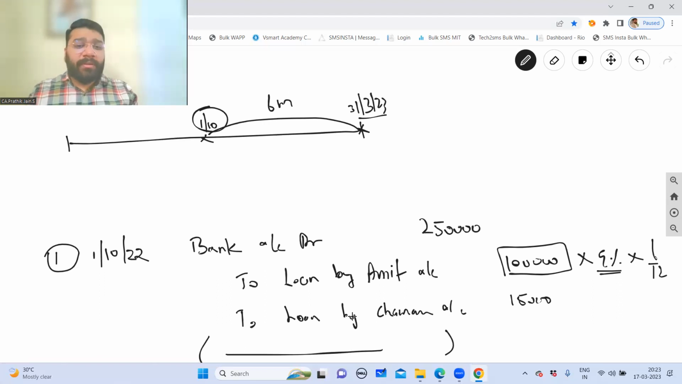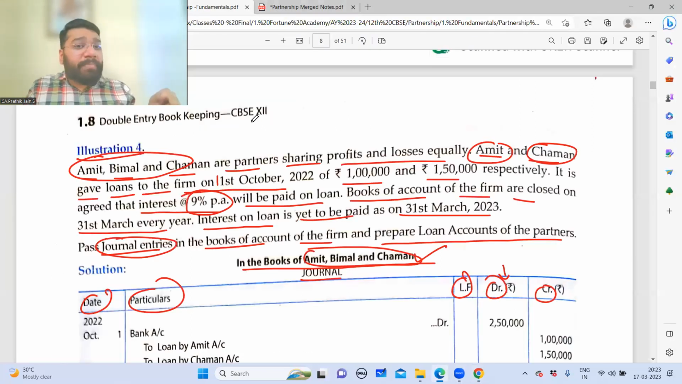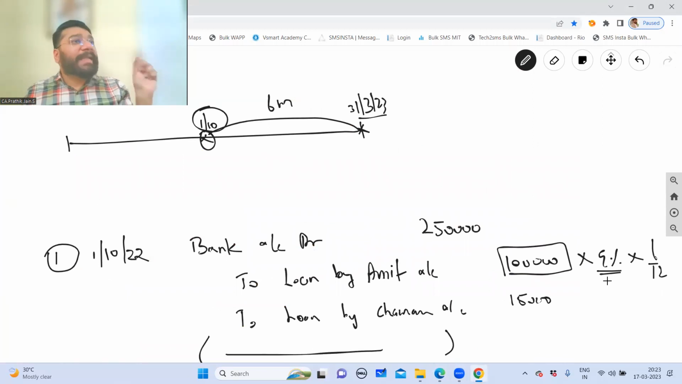Very simple. Amit is given loan when? On 1/10. Firm has received loan when? 1/10. Interest is 9% per annum. Per annum means what? 12 months. So on 1 lakh, if you multiply 9%, you will get interest for how many months? 12 months. So will firm pay you 12 months ka interest? No, because you enjoyed that only for 6 months. So multiply by 6 by 12.